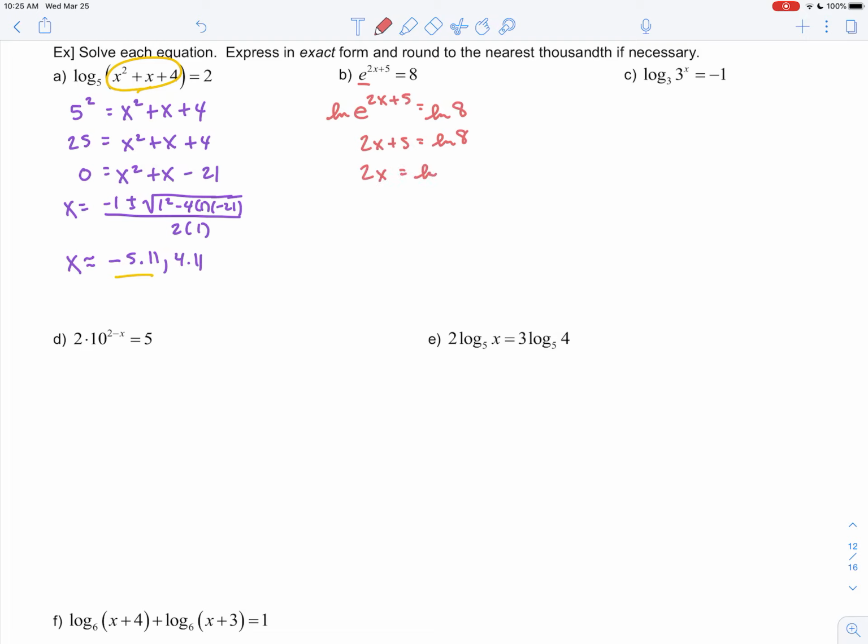So I'm going to subtract 5 from both sides and then divide by 2. So x is equal to the natural log of 8 minus 5, divided by 2. When you put that in your calculator, you'll get approximately -1.460.